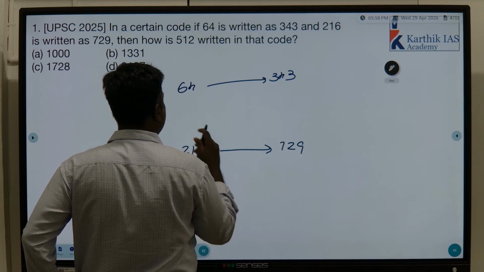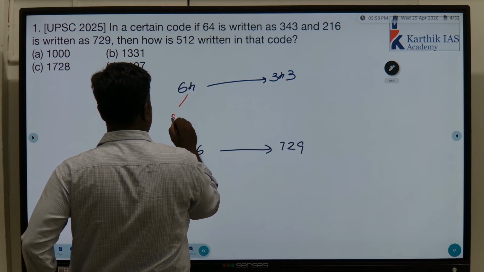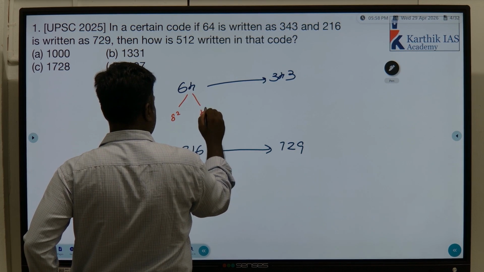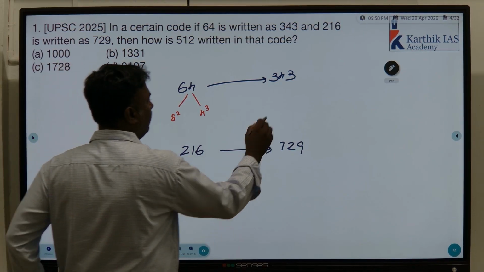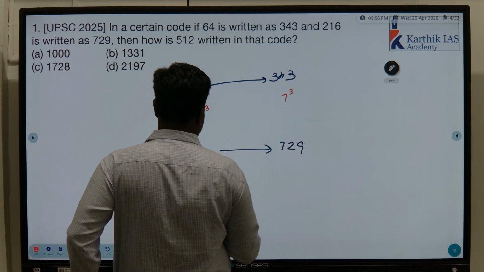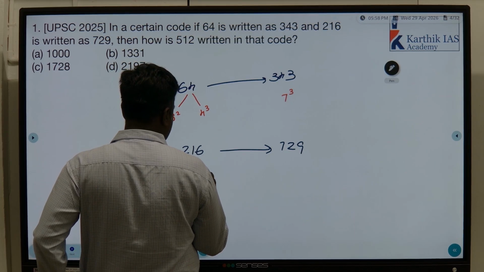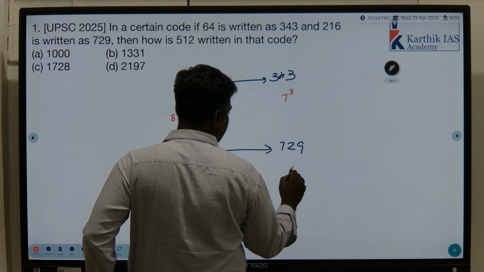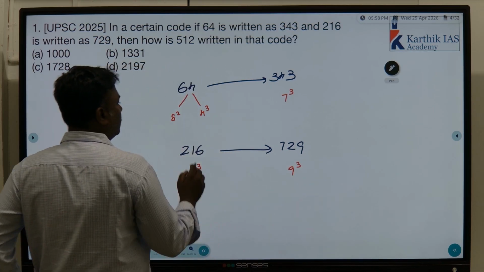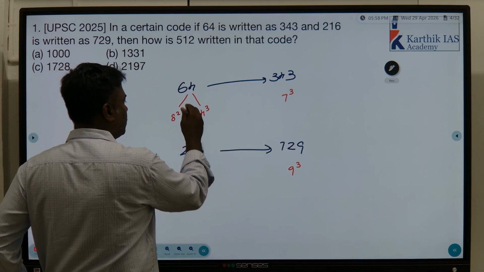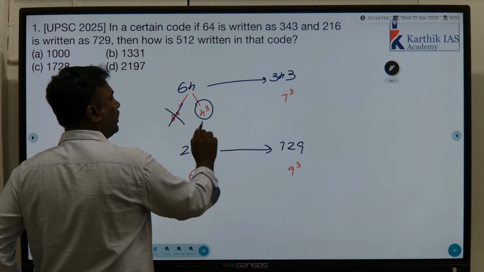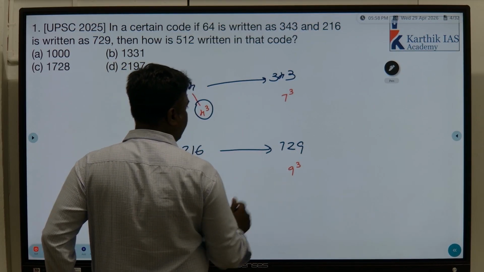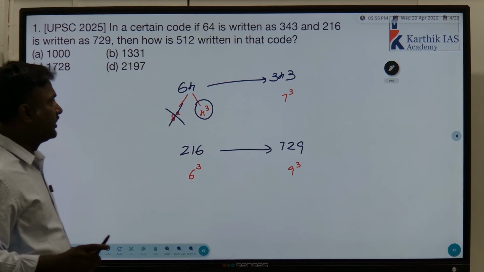See, 64 is actually 8 square and 4 cube. It is both a square number and a cube number. But 343 we know is 7 cube, 216 is 6 cube, and 729 is 9 cube. So everything is a cube; I'll leave the 8 square and take it as 4 cube. 4 cube becomes 7 cube, 6 cube becomes 9 cube. So it is plus 3 the whole cube.